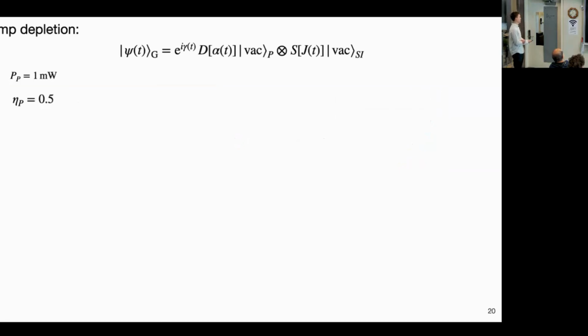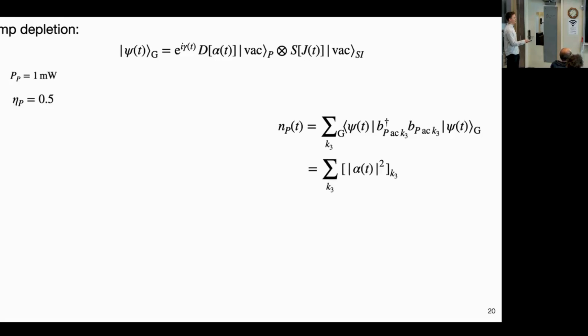All right, so finally, I'll talk about pump depletion. I'm going to focus on a specific case where I put a milliwatt of pump power into the ring, and the pump will be critically coupled. And I'm working in this Gaussian approximation. We can calculate the number of photons in the asymptotic infield like this, and it will only depend on the coherent state for the pump.